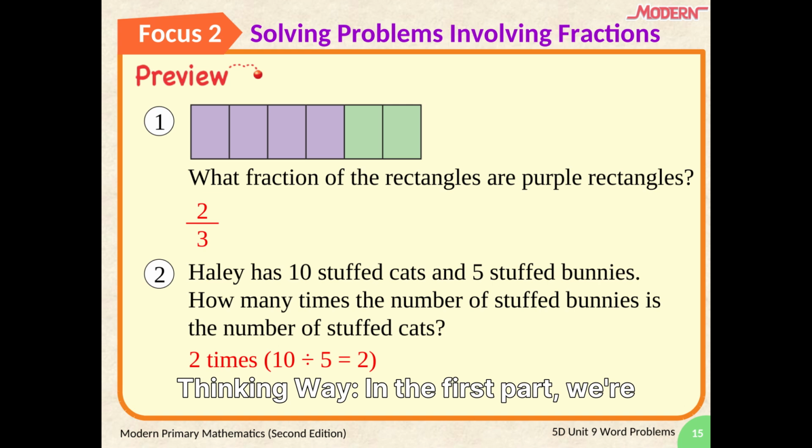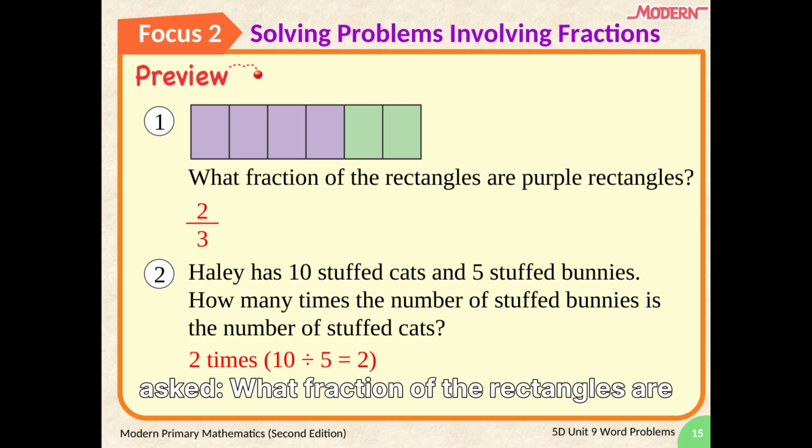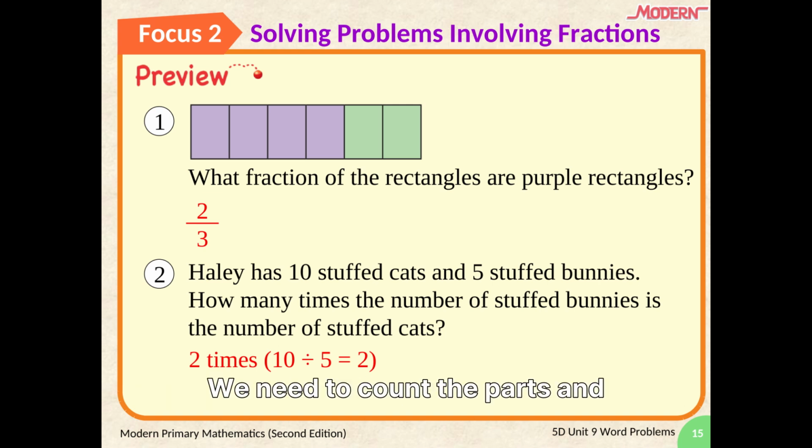Thinking way. In the first part, we're asked, what fraction of the rectangles are purple? We need to count the parts and the whole. There are 4 purple rectangles and 6 rectangles in total. 4 over 6. Simplify that by dividing by 2, and we get 2/3.